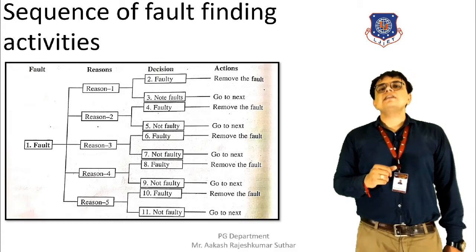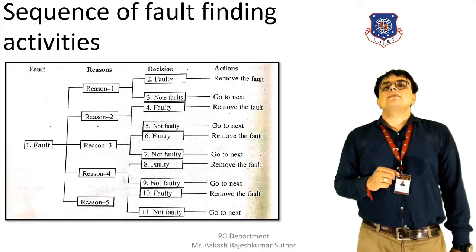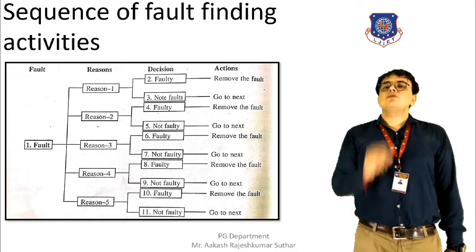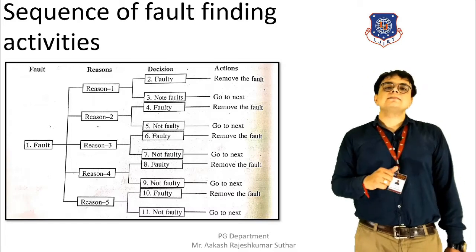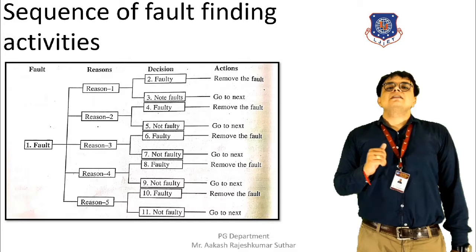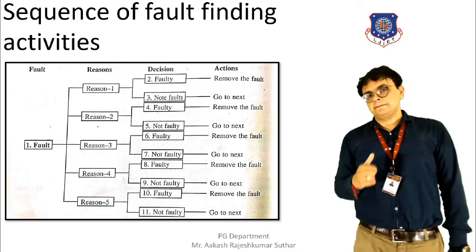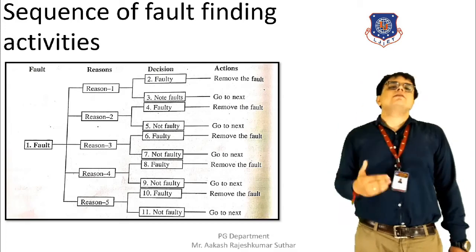But if reason number 4 is not found guilty, it is not the actual reason for the occurrence of the fault, then we need to take action like moving towards the next reason. So here we will be moving towards reason number 5.